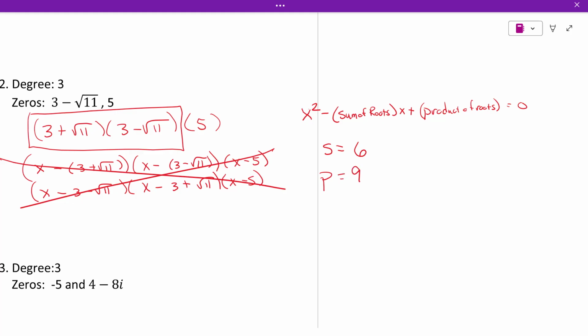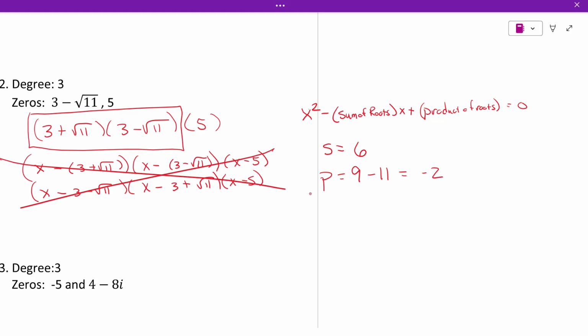9. Outers is negative 3 square root of 11. Inners is 3 square root of 11, so they cancel. What's square root of 11 times negative square root of 11? Negative 11. So it's 9 minus 11, or negative 2.